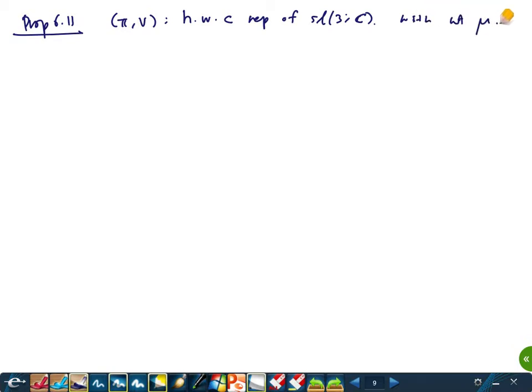So, proposition 6.11. Suppose we have a highest weight cyclic representation of SL3 with highest weight mu. Then first, pi has highest weight mu.